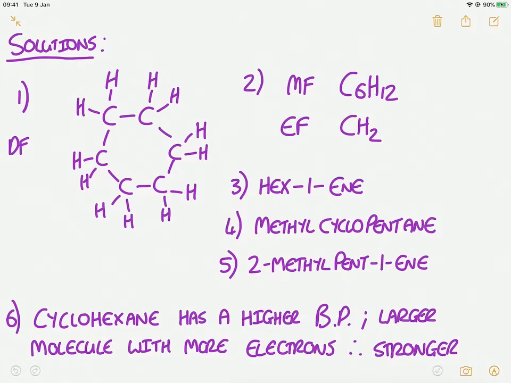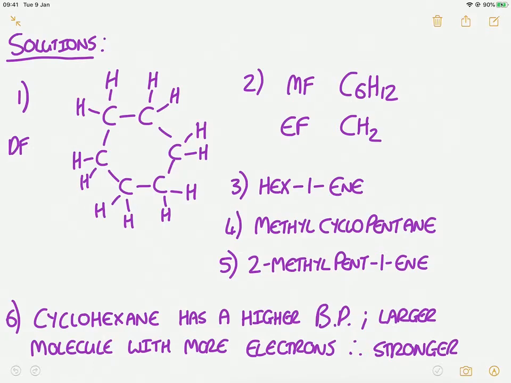So functional group isomer of cyclohexane, hex-1-ene, you could obviously have hex-2-ene or hex-3-ene. And that kind of goes on into the chain isomers and the chain isomer of the functional group isomer.